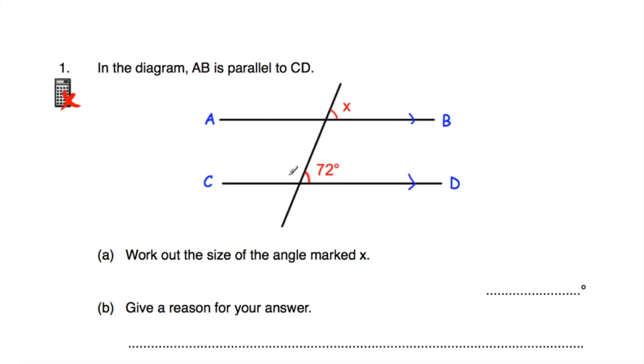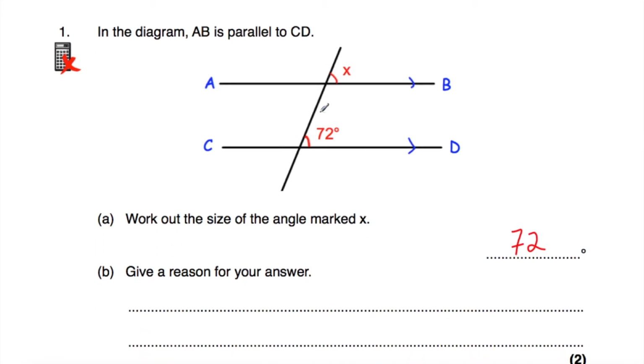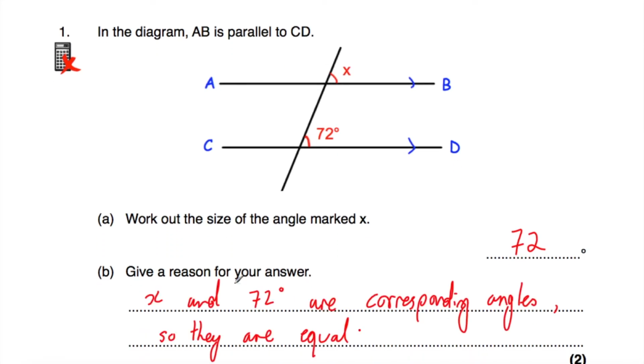If you look at these angles and these angles, this one's in the top right corner. This is in the top right corner of these angles. So they're corresponding to each other. They're the same. So part A says work out the size of the angle marked X: 72 degrees, and then give a reason for your answer. I'm going to explain that they are corresponding angles. So let's write that down. And that's it. I've just explained that X and 72 degrees are corresponding angles, so they're equal.